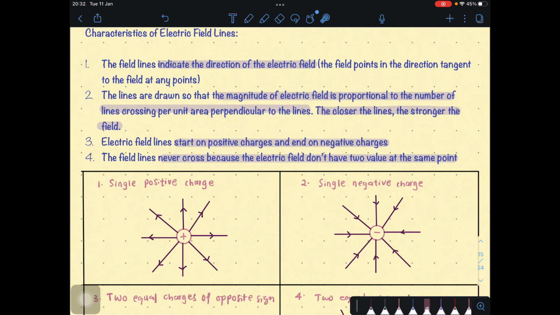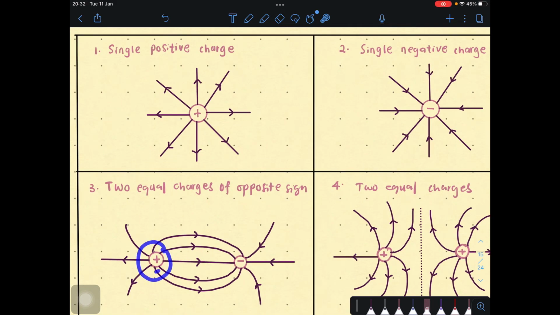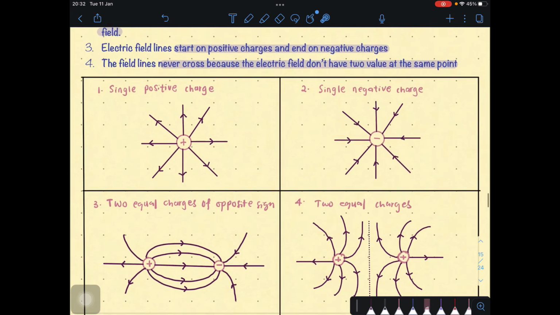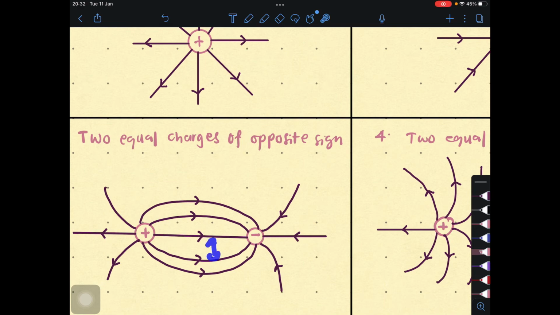And then last one, the field lines never cross because the electric field doesn't have two values at the same point. So the lines here cannot cross each other. Okay, dia tidak boleh bertindih lah, akan ada satu lagi macam ni. No. Okay, mesti akan ada gap between the two lines. And the area where the lines are closer to each other, macam ni kan, they are closer to each other compared to the point here. So the area where they are closer to each other, it will have a stronger electric field strength, okay, compared to at point here.